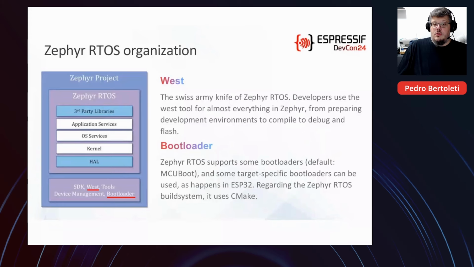From those, I would like to highlight two of them, which are West and the bootloader. West is the Swiss army knife of Zephyr RTOS. Developers use this West tool for almost everything in Zephyr RTOS, from preparing development environments to compiling and debugging, and also flashing the target, which is, in this case, ESP32.